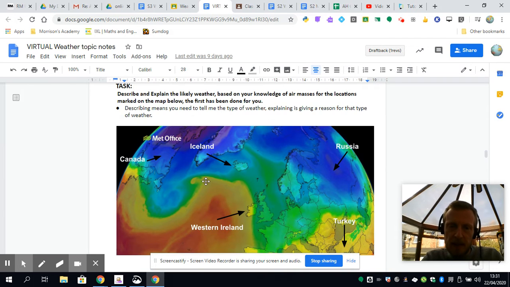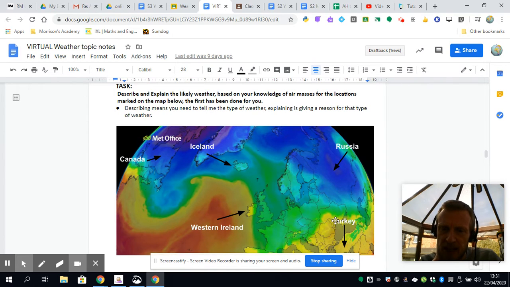What's Western Ireland going to be like? Think about, okay, is it part of a continent? Yes, but it's right next to a massive ocean. There is a warm air mass right now from the Atlantic Ocean. Iceland is in the middle of an ocean, in the Atlantic in this case, but it's sitting in an area of cold air. Russia is part of a huge continent.